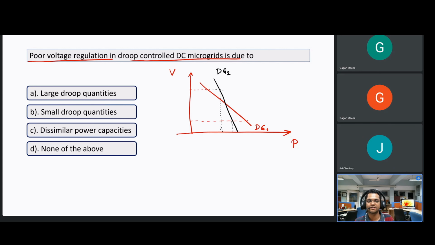Yes, that is correct because you can see here. Suppose this is voltage V1 and this is V2. So we can say this is before disturbance, this is after disturbance. And we were operating on this. This was the P for DG1. And this is for 1 and this is for 2. So we can see here.